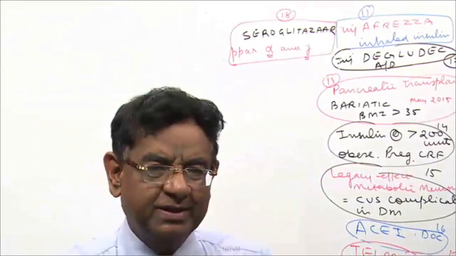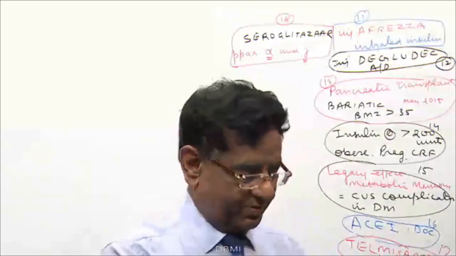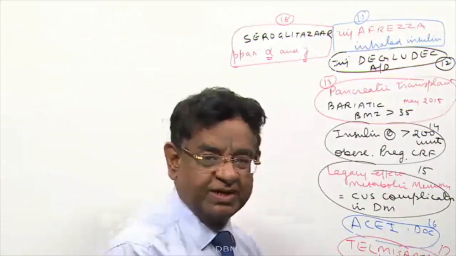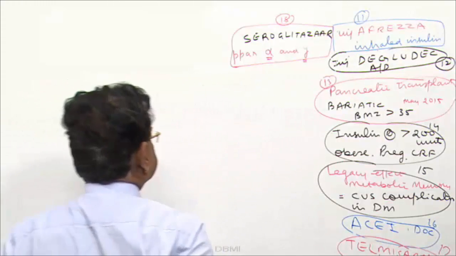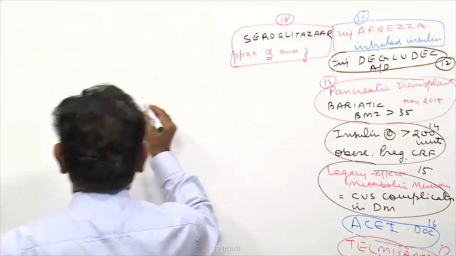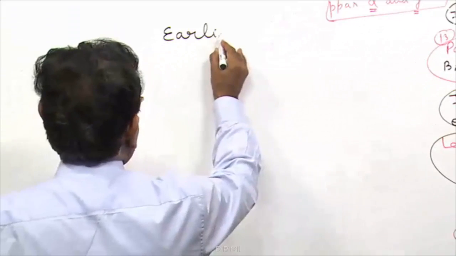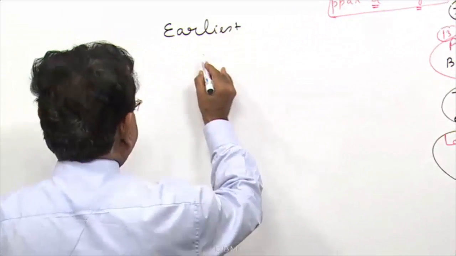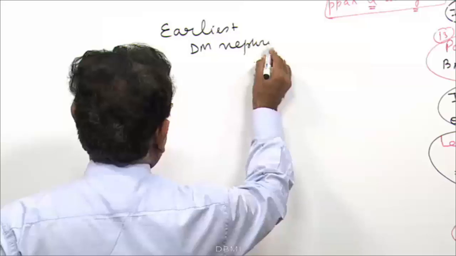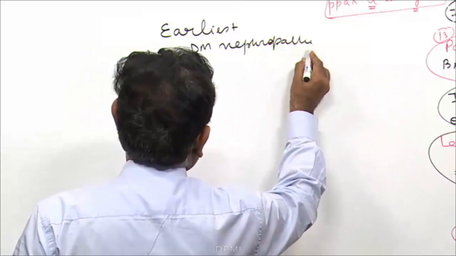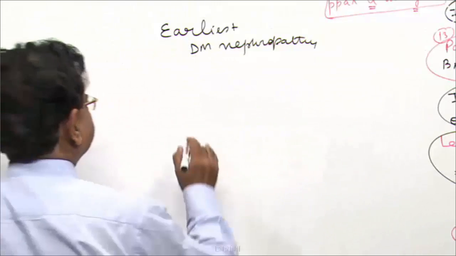Now we talk about diabetes and kidney. Now you must be very tired. Let me refresh you. It is a very simple question, you all know the answer. The question is, which of the following is the earliest feature of diabetic nephropathy?